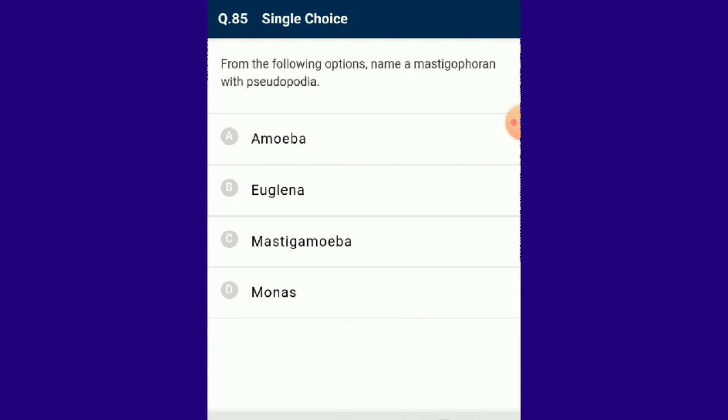Question number 85. From the following options, name the mastigophoran with pseudopodia. Mastigamoeba is a genus which belongs to the Archamoebae group of kingdom Protista. They are characterized as amoeboid flagellates with a clear hyaline cytoplasm. Mastigamoebae are polymorphic as they can exist as amoeboid flagellates, flagellates, multinucleate amoebae, and as cysts. They possess pseudopodia and a flagellum. The singular flagellum consists of a 9 plus 2 microtubule structure. So the answer is option C, Mastigamoeba. The mastigophoran with pseudopodia is Mastigamoeba.